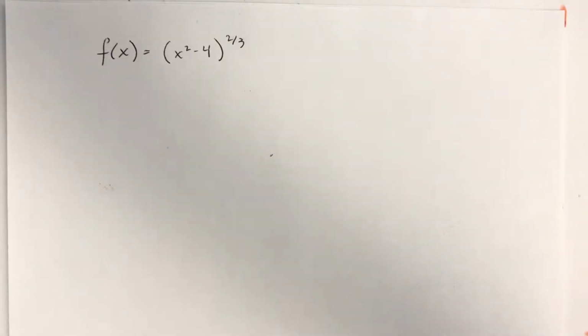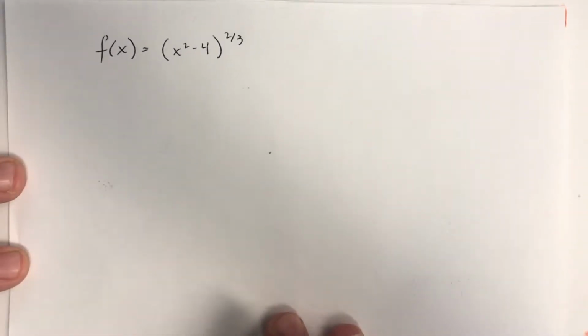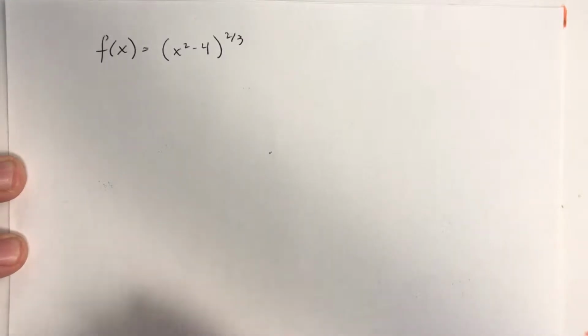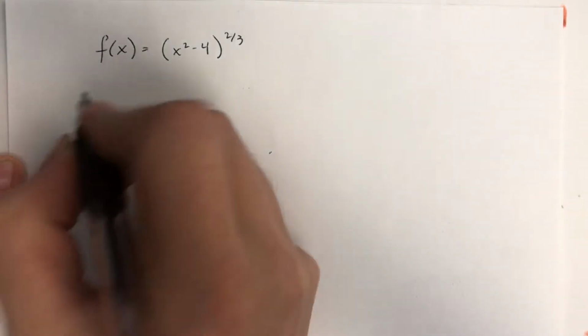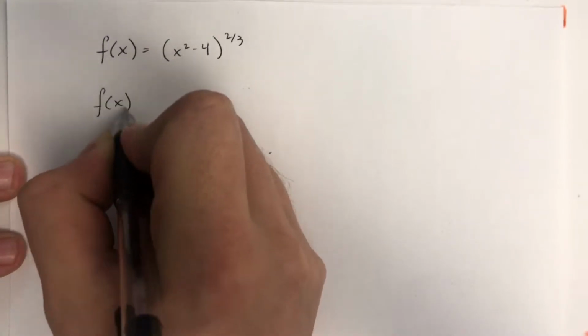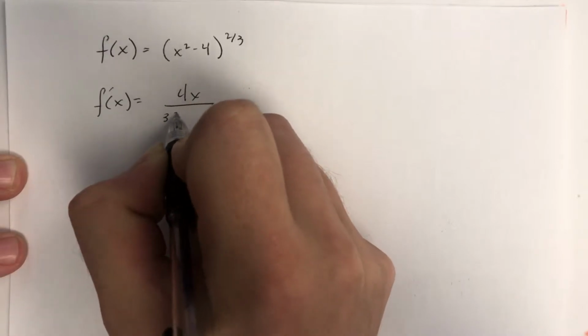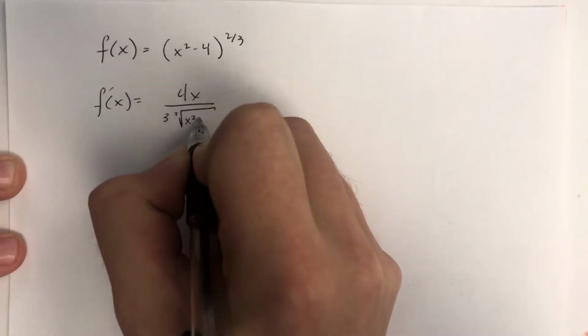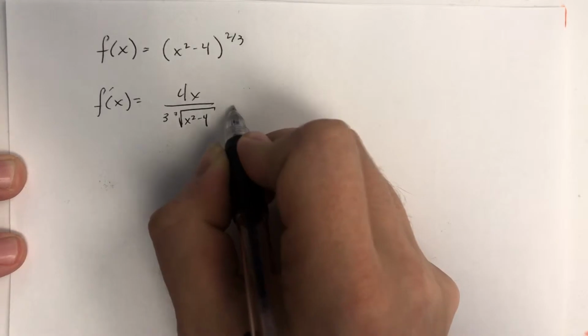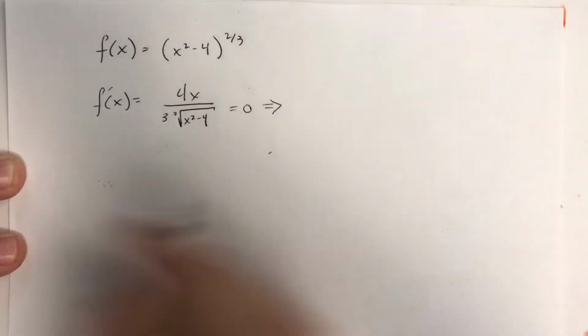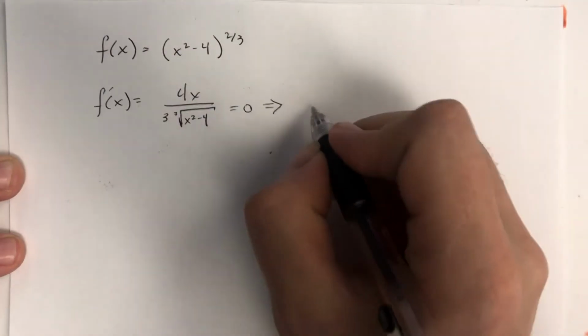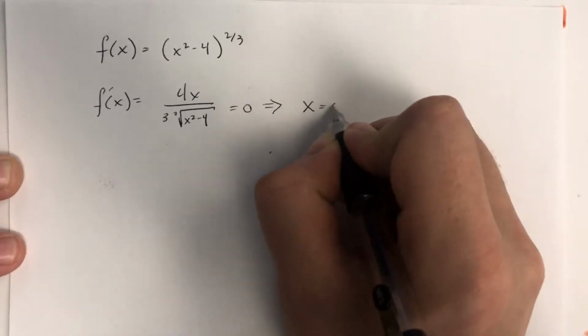Hey calculus students, I wanted to finish the example we were working on in class where we used the first derivative test to find the relative minima and maxima of this particular function. In class we had taken the derivative and determined that it was 4x over 3 times the cube root of x squared minus 4. We set that equal to 0 to obtain the critical number x equals 0.